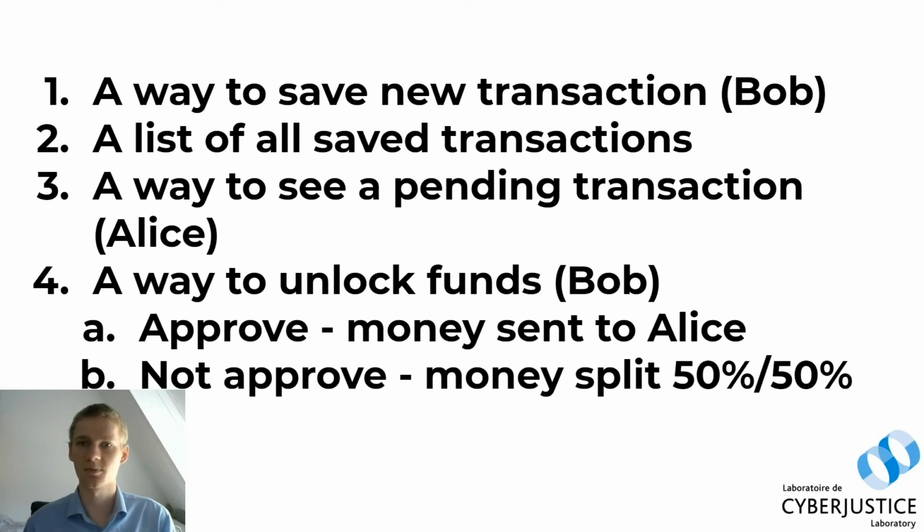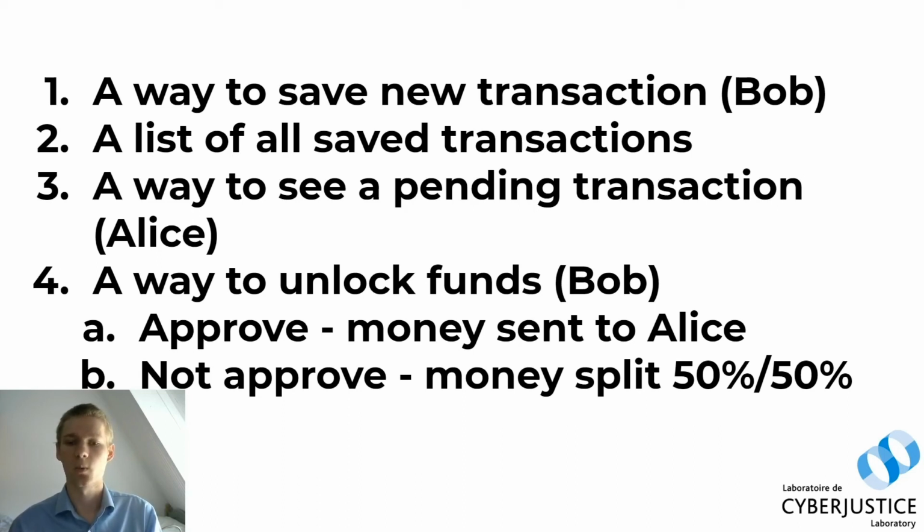So perhaps there should be some kind of key, as in a name, that Bob can call his transaction so it gets saved at a certain place. Then there needs to be a way to see a pending transaction for Alice. She needs to be able to go to this contract and ask it to show her the transaction by Bob so that she can verify that he has actually sent the money.